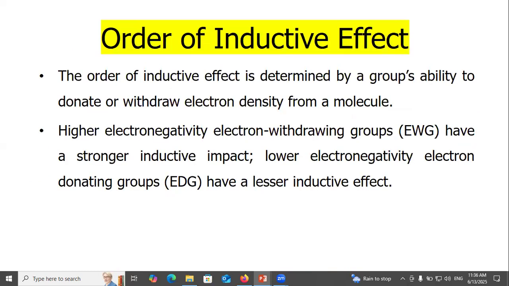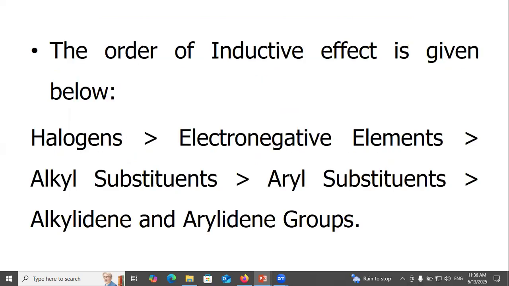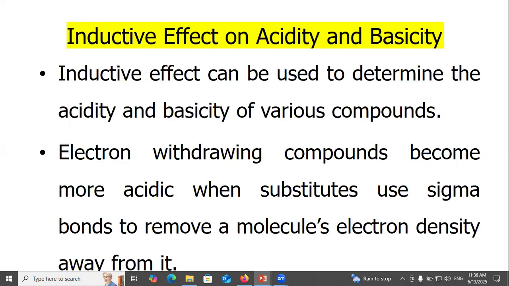Order of inductive effect. The order of inductive effect is determined by a group's ability to donate or withdraw electron density from a molecule. Higher electronegativity electron withdrawing groups have a stronger inductive impact. Lower electronegativity electron donating groups have a lesser inductive effect. The order of inductive effect is given below: halogens, electronegative elements, alkyl substituents, aryl substituents, alkylidene and arylidene groups.